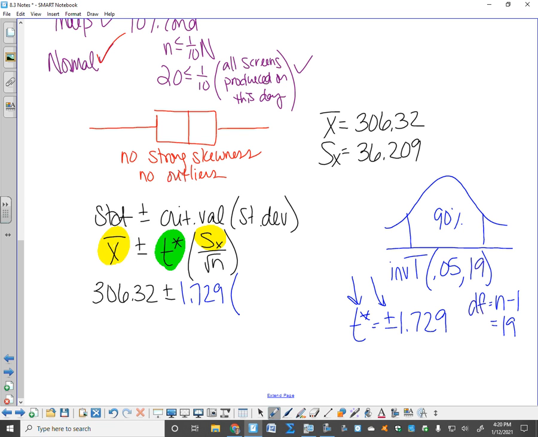1.729. Standard deviation of the statistic is 36.209 over the square root of 20. Now, I'm going to go back to my calculator and type this in. I'm going to start with the minus. Tell you what, I want you to pause me. Do this on your own. See if you get the right interval.